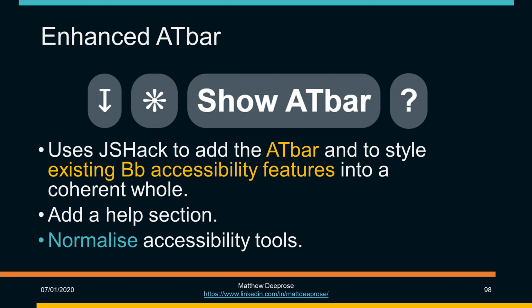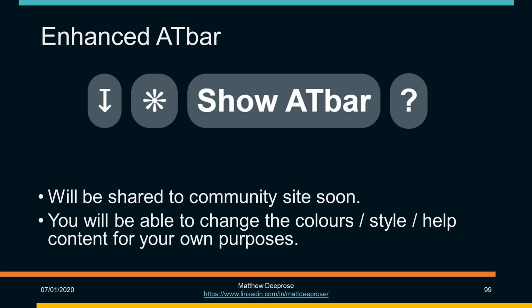The idea is to try to normalize the availability and visibility of accessibility tools and features, so they're not hidden away, they're easy to find, and they're coherent and consistent with our user interface. I'll be uploading this to the new community site once it's relaunched, and if you wanted to use it yourselves, you'd be able to change the colors and the style and the help content to suit your purposes.